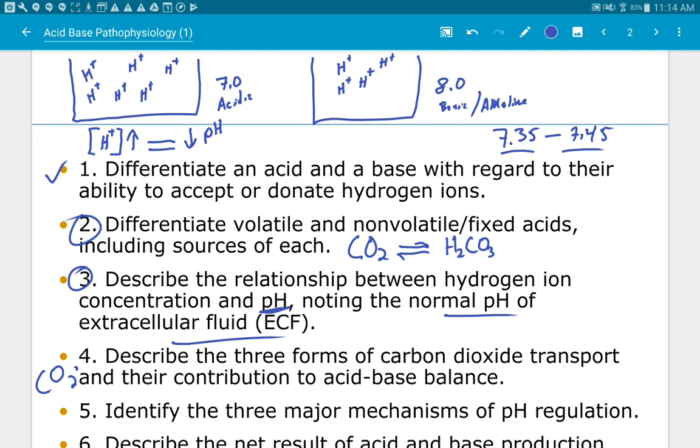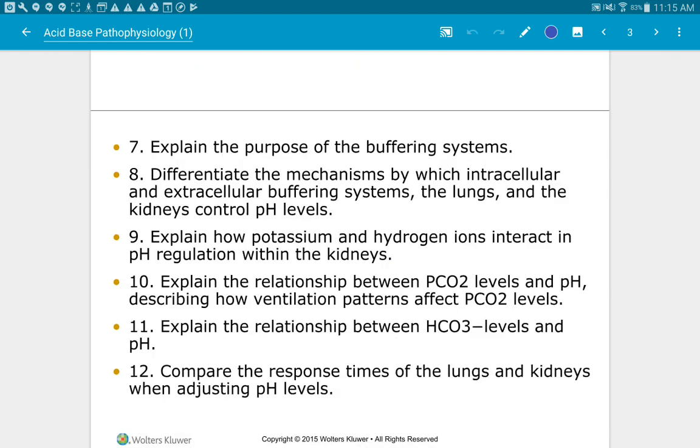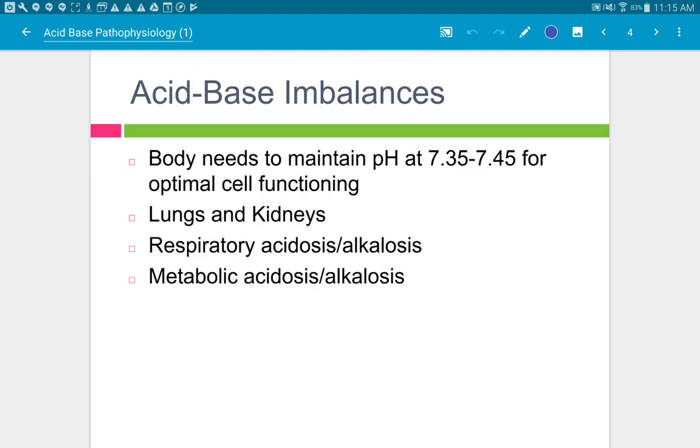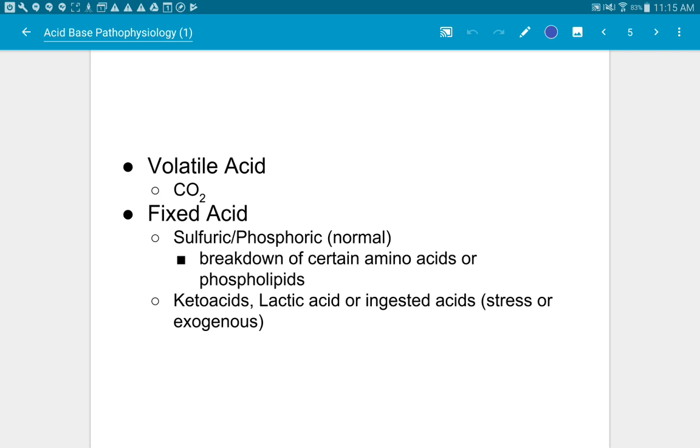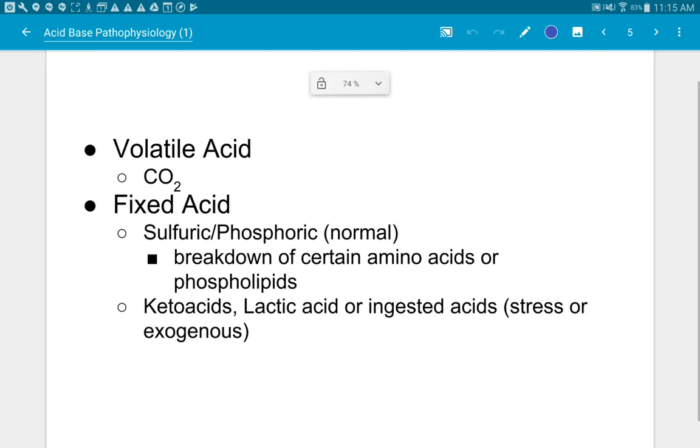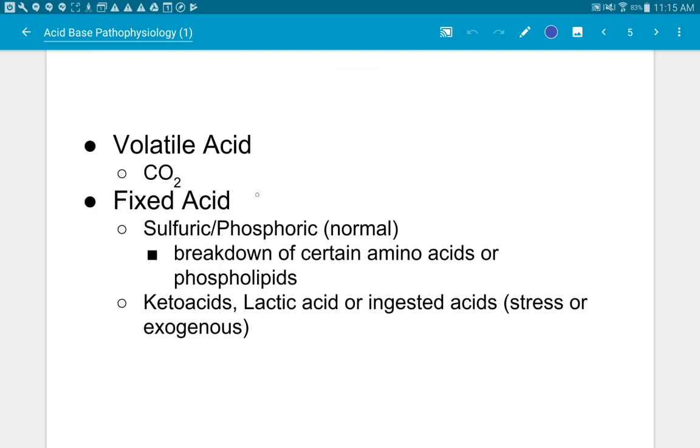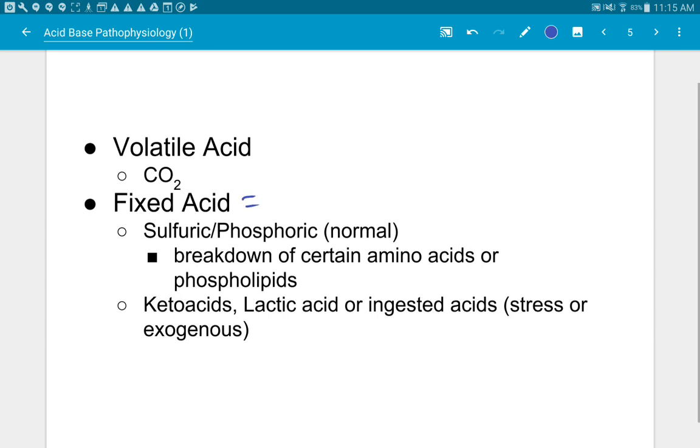Then the other one, the non-volatile or fixed acids. I think there might be a slide that'll have a nice little list here, so I'm going to go forward and see if I've got some. We've got our 7.35 to 7.45 that we're going to talk about there. Yeah, here's what I was looking for. Fixed acids. Fixed acid means the exact same thing as non-volatile. If you see those, it's the same thing.